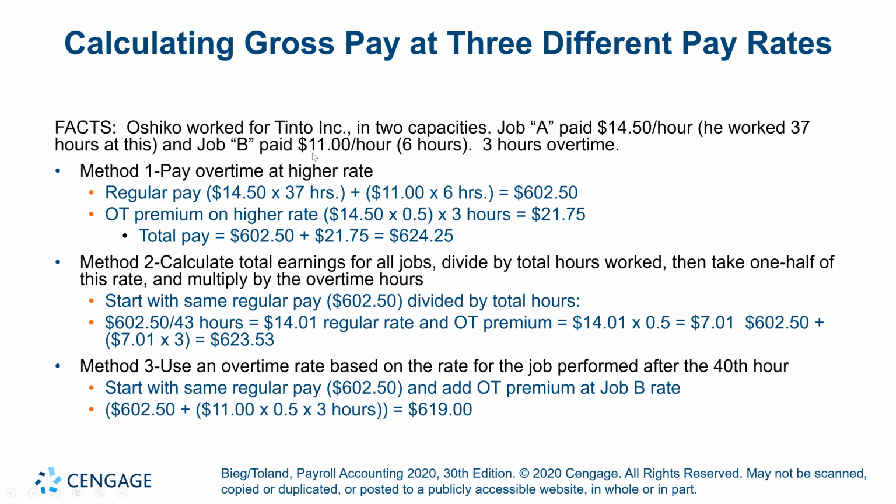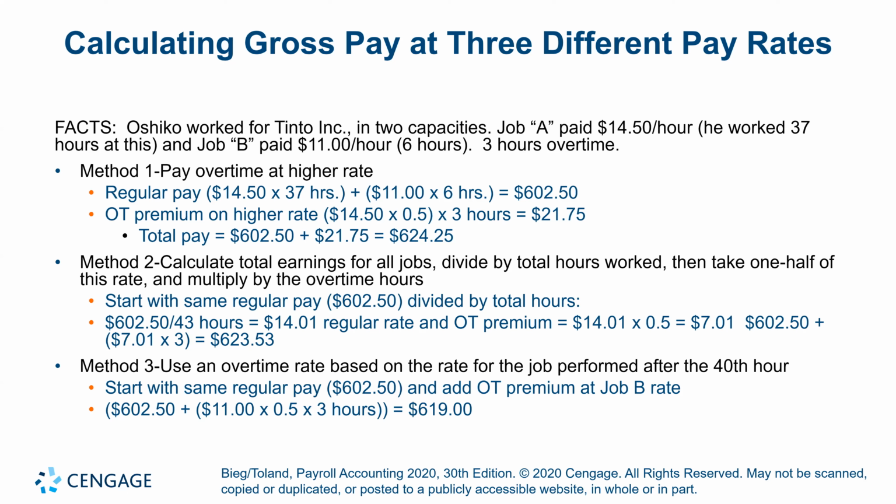Job B is technically when we went overtime. So then we would base our overtime rate on job B's rate, if that makes sense. So, again, looking at that same regular pay, but then to calculate overtime, we would base that overtime rate on the $11 per hour job B rate. Because again, this individual, Ashiko, was working on job B when he technically started on overtime hours, if that makes sense.